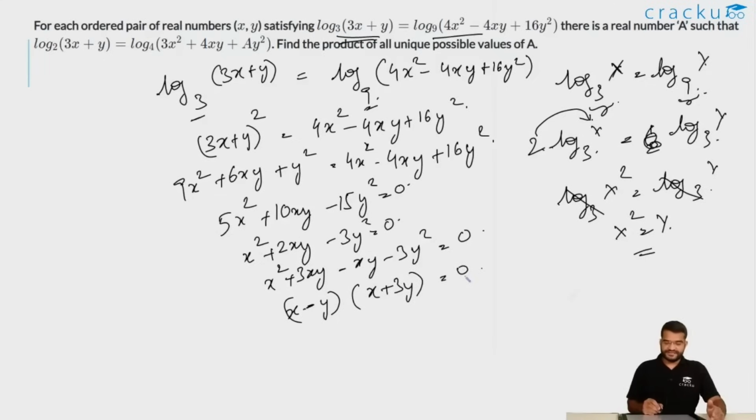So now we have two cases. The first case is that x is equal to y. The second case is that x is equal to −3y. We are also given another equation which we will use to find out the value of a.